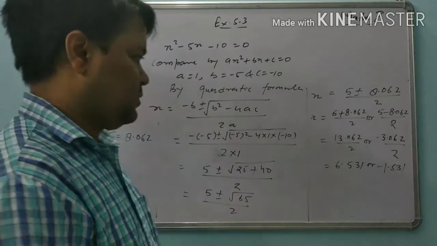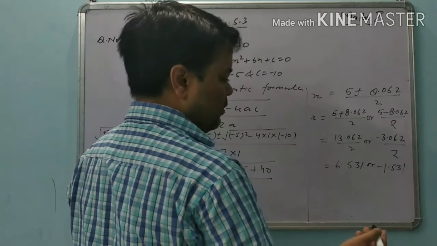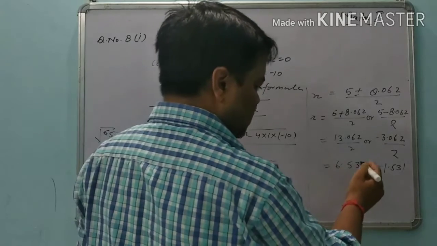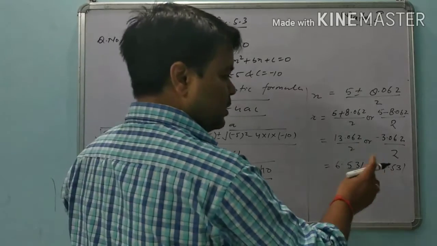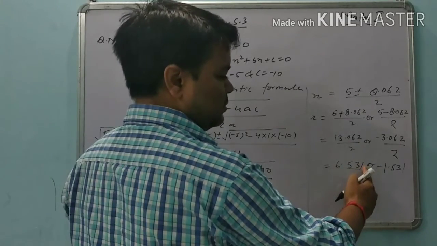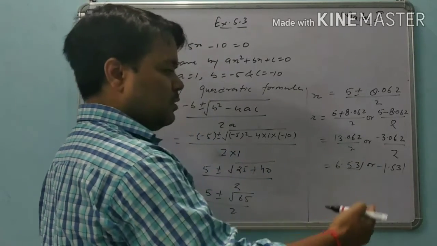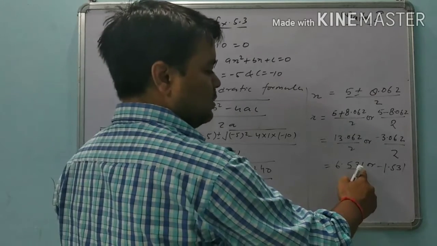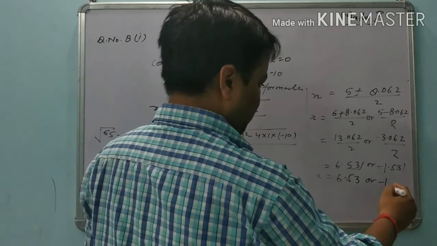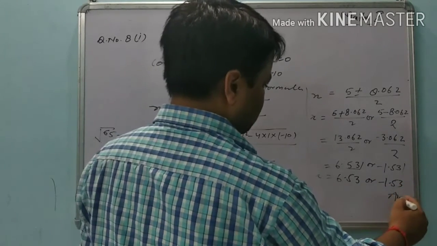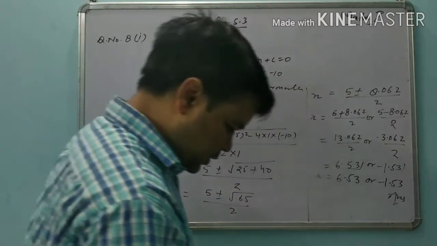Now the question is to find the value correct to 2 decimal places. Since we want to find the value of x up to 2 decimal places, here up to 2 decimal places is 0.53. Now we see the number at the third place, that is 1. If it is 5 or more than 5, then we can increase 3 by 1, but here it is 1, therefore the value of x will be 6.53, and similarly minus 1.53, and this is the answer of the question.